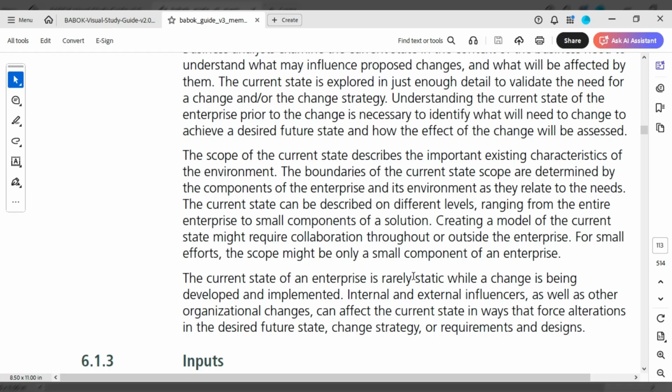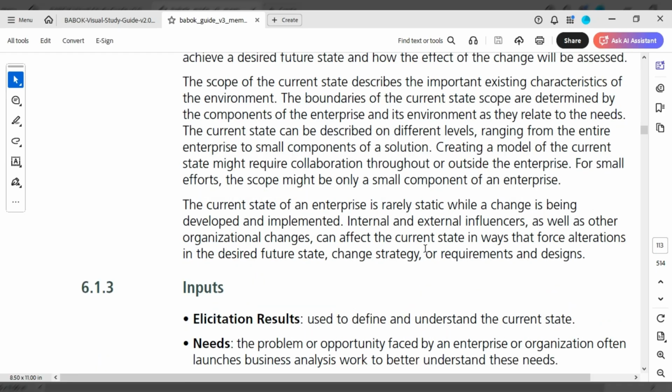Okay, creating a model of the current state might require collaboration throughout or outside the enterprise. Yes, you can't do this alone, it has to be done collaboratively. So for a small effort, the scope might be only a small component of an enterprise. So it depends on, maybe, are you working with a team? Are you working with just one stakeholder?